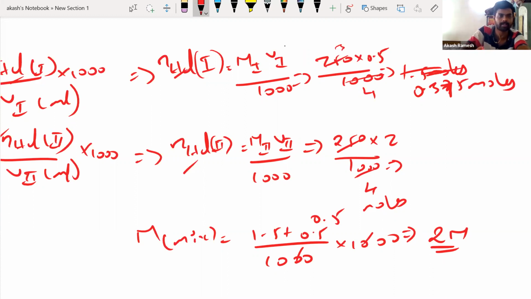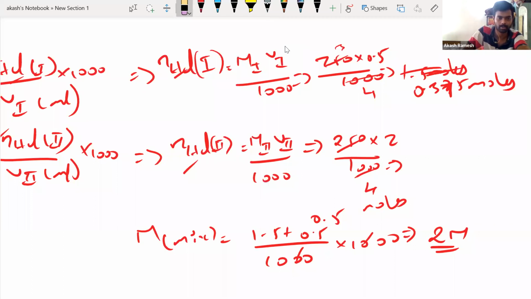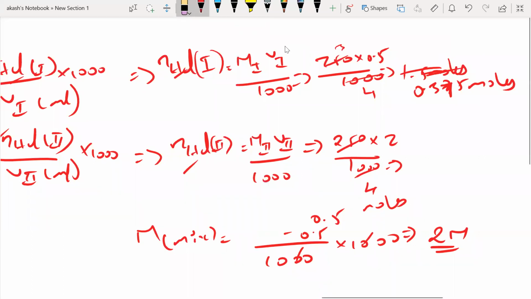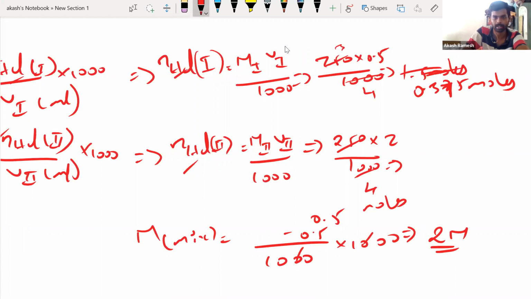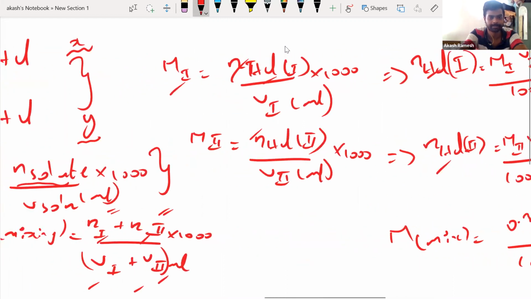So this is not 1.5 then. I'm sorry. So 0.375 plus 0.5 will become 0.875, and 1000 gets cancelled. So it will be 0.875 M. Yes, absolutely. What you got is correct. It's my bad, just a small mistake. I hope everybody understood what we did here.